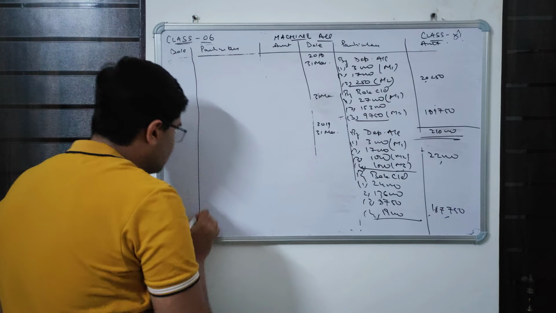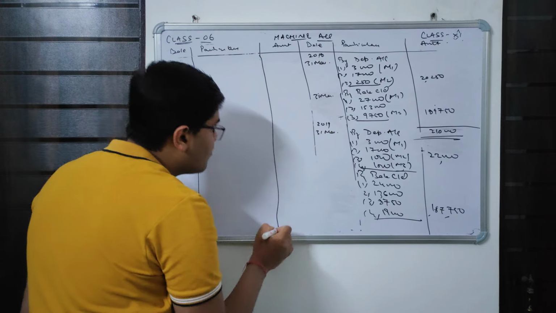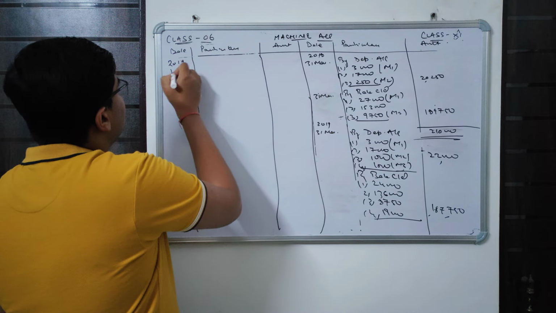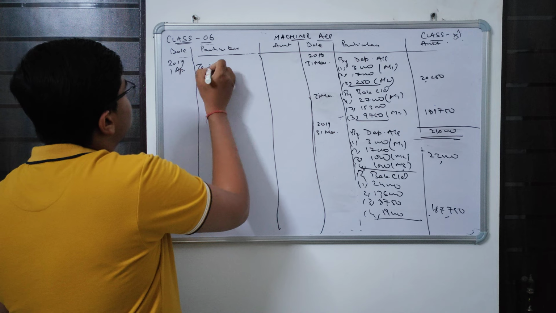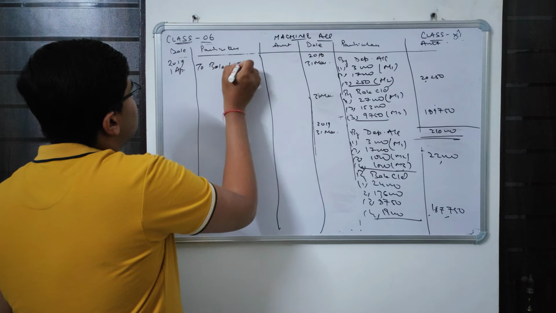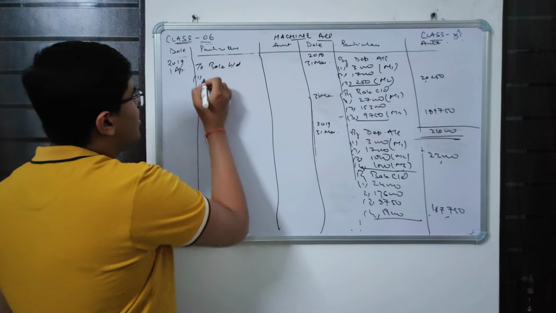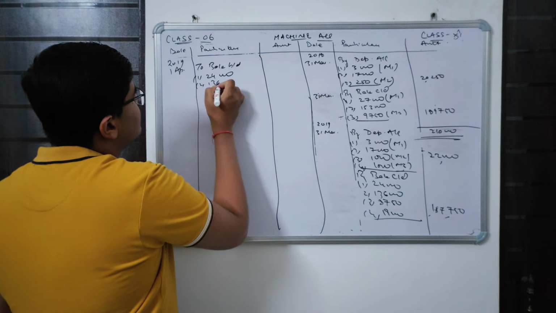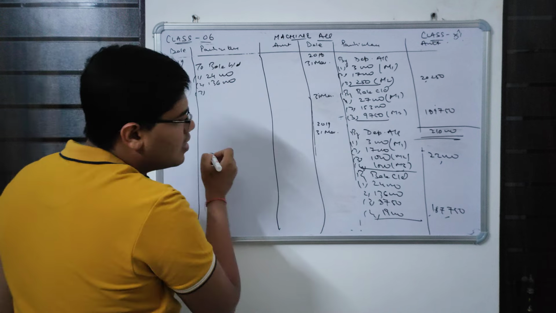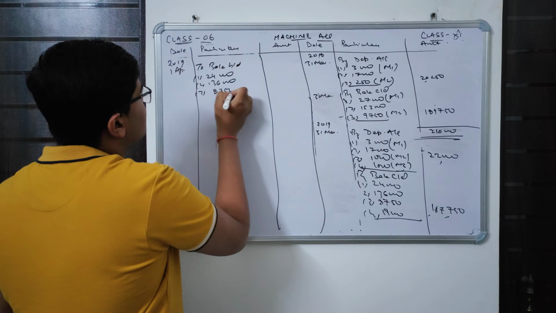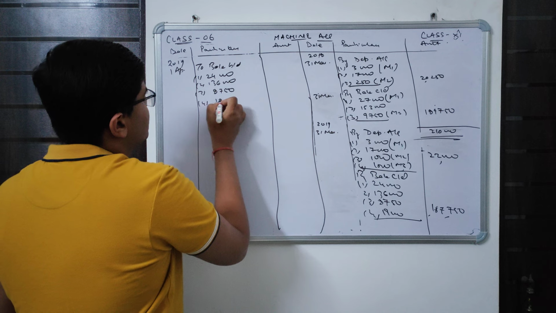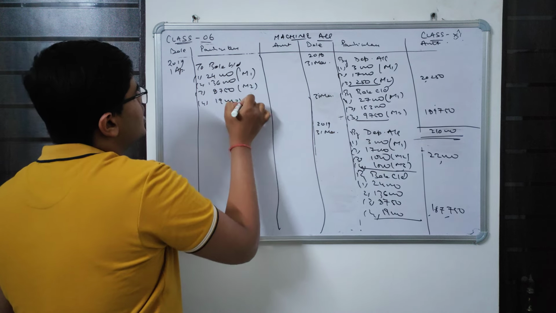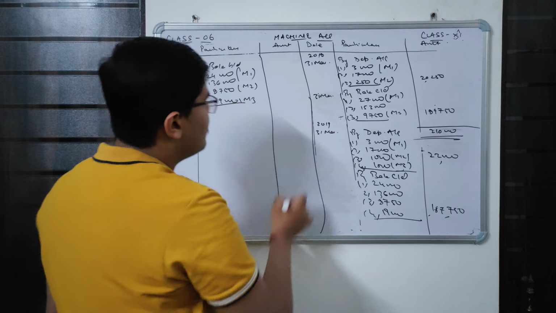So now for the last time we are preparing a format. So 2019, 1st of April, to balance brought down. So the balance brought down will be 24,000. Second, 1,36,000. Third, 8,750, and fourth, 19,000. So these are machinery 1, machinery 2 and machinery 3, and we total it, we get 1,87,750.